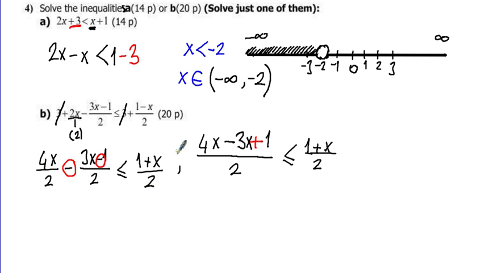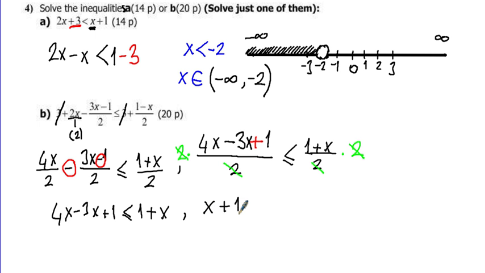Actually, we can multiply both sides by 2 just to eliminate these 2's. If we multiply both sides by a positive number in inequalities, it doesn't affect the inequality sign, so it doesn't change anything, but I can simplify these denominators. So I have 4x minus 3x plus 1 less or equal to 1 plus x. I will have x plus 1 less or equal to 1 plus x.